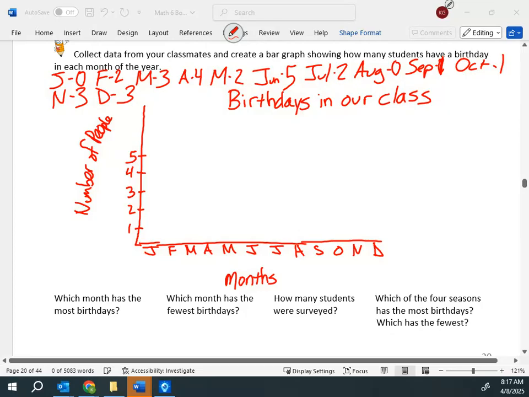So January, we had 0. February, we had 2. So we go up 2. March, we have 3. So when it's a bar graph, the bars do not touch. They're separate from each other. April is 4.